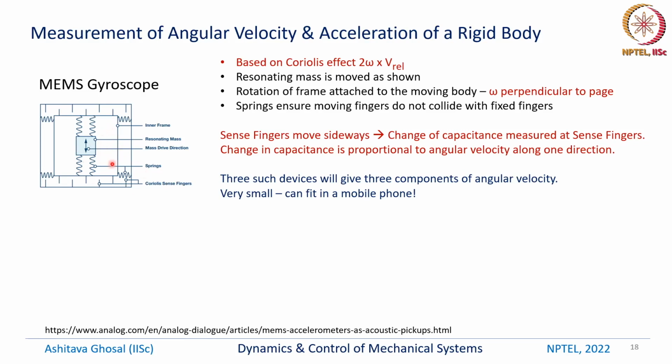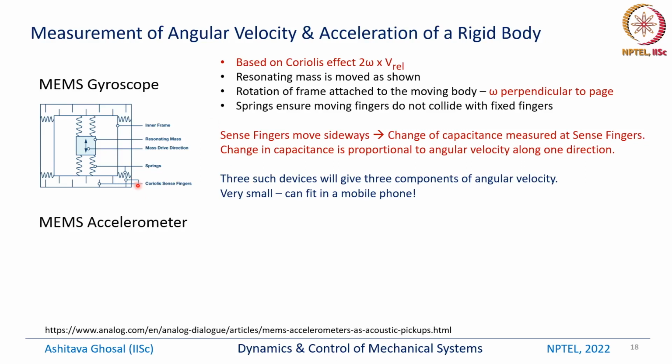This is a very small device, and it is so small it can fit into a mobile phone. So in your mobile phone, in some good mobile phones, you can measure the angular velocity of the phone. Okay, and this is something which is used in many devices.